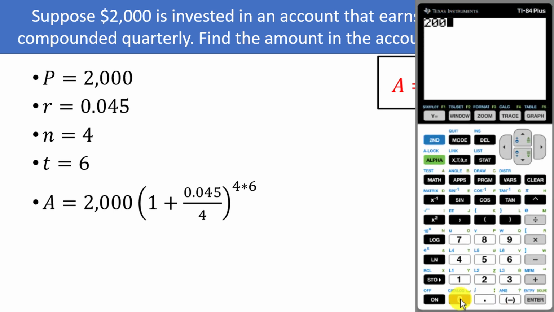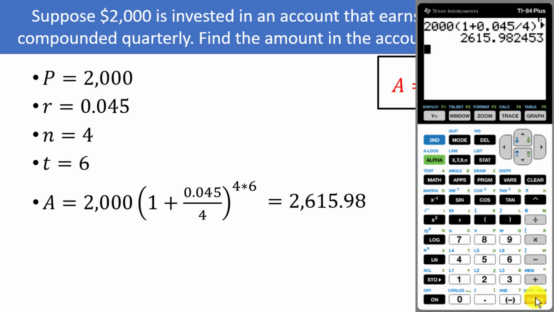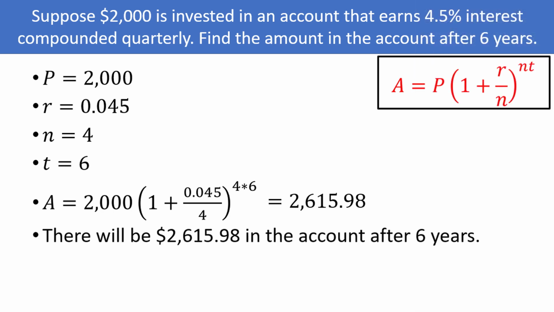We have 2,000, open parentheses, 1 plus 0.045 divided by 4, close parentheses, raised to the 4 times 6 power, which gives us 2,615.98. There will be $2,615.98 in this account after 6 years.